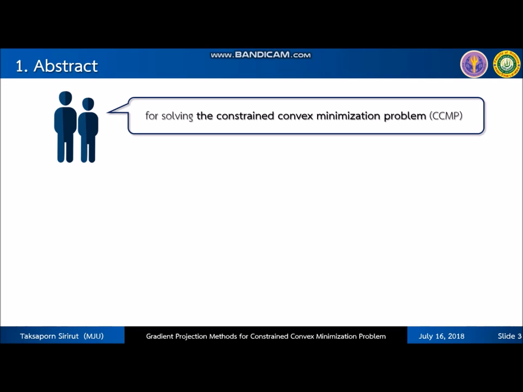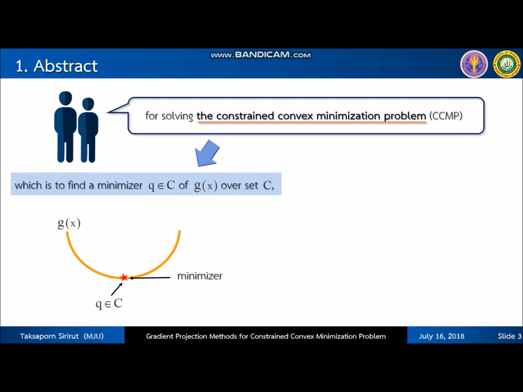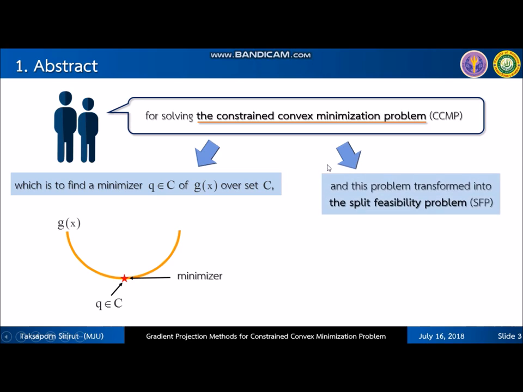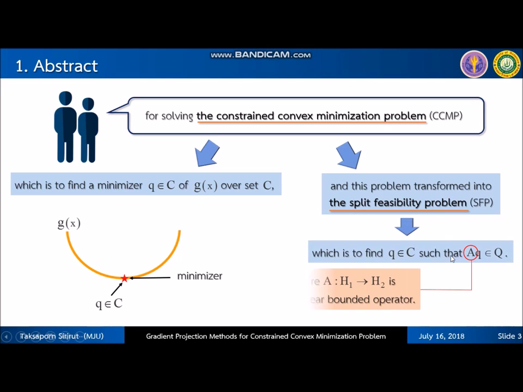Here we use CCMP, and the CCMP is to find a minimizer q in C of function g over C. And this problem is transformed into the split feasibility problem. Here we use SFP, and SFP is to find q in C such that Aq is in Q, where A is a linear bounded operator on the setting of Hilbert space.